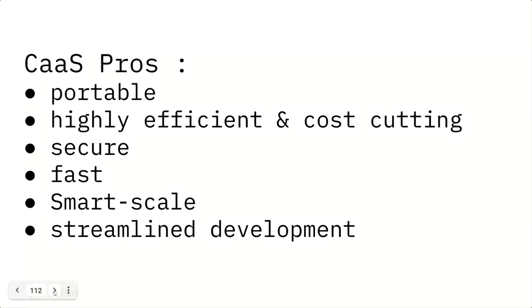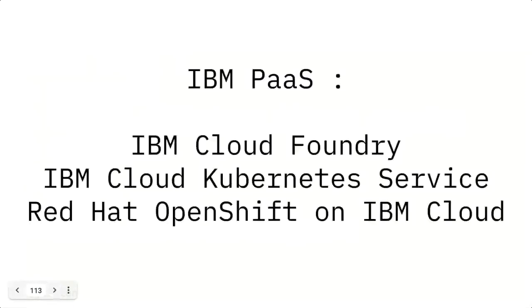Next thing we're going to look at here, this is where we're going to really get into some stuff: platform as a service. IBM's platform as a service offerings are IBM Cloud Foundry, IBM Cloud Kubernetes Service, and Red Hat OpenShift on IBM Cloud. These are things that I'm going to introduce you to today, show you how to get set up, and then I have some resources for tutorials for you to work on.